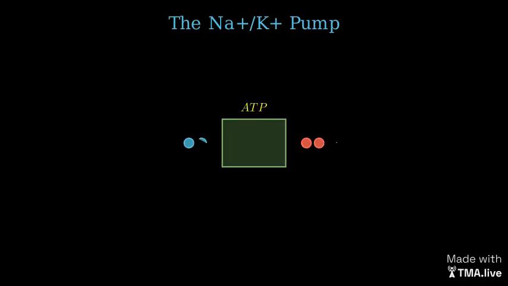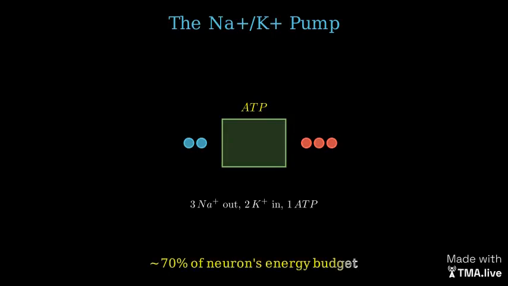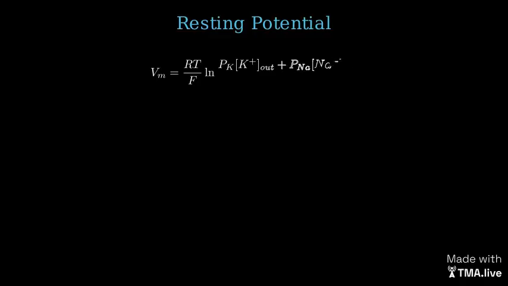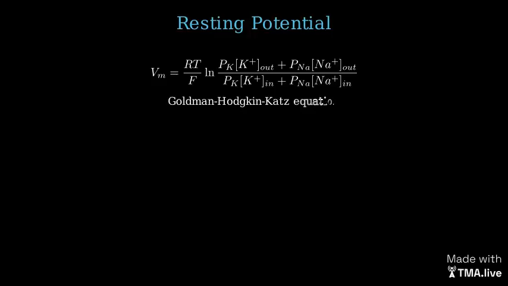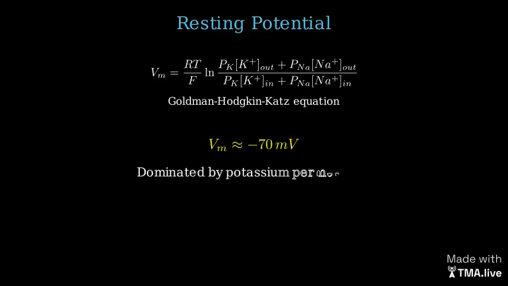The Goldman-Hodgkin-Katz equation combines all ion gradients to give the resting potential of about negative 70 millivolts, dominated by potassium permeability. Voltage-gated channels contain voltage sensors that change conformation when the membrane potential crosses threshold, opening the channel pore. The Hodgkin-Huxley equations model the dynamics of voltage-gated channels.